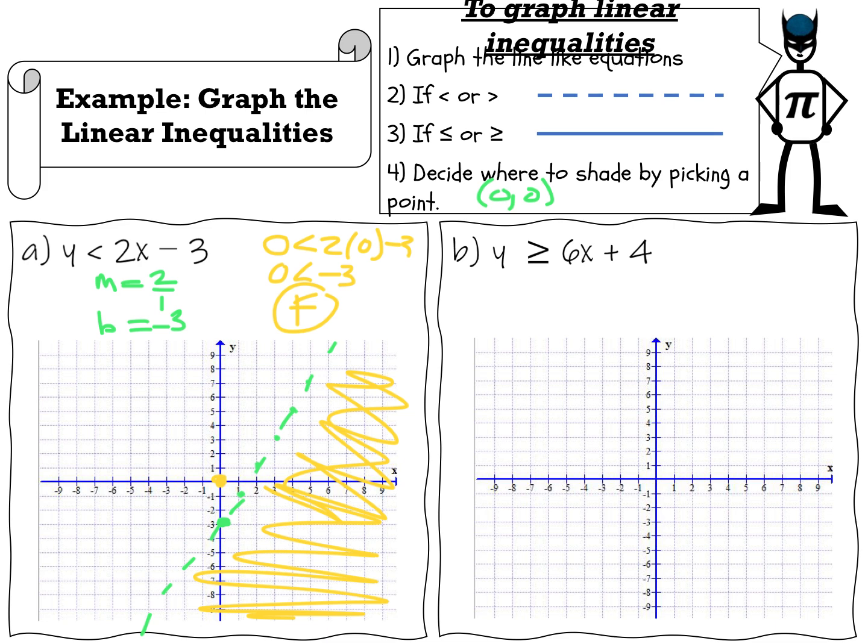This next one, we have y is greater than or equal to 6x plus 4. So then once again, we have the m, which is 6 over 1 this time, and we have the b, which is positive 4. So I'm going to plot the positive 4, and then I am going to rise over run, up 6, and then over 1. And this time, because it is greater than or equal to, it's going to be a solid line.